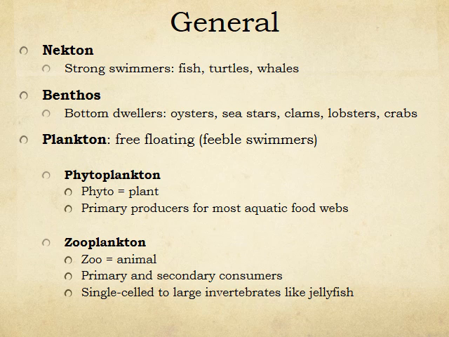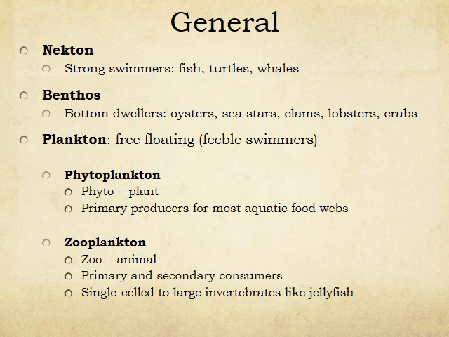In general, there are three different ways that we classify organisms that live in the ocean. Nektonic are strong swimmers, your fish, your turtles, your whales. Benthic organisms live on the bottom, and then your plankton kind of float around, or they can swim just a little bit. And of those plankton, you have phytoplankton and zooplankton.